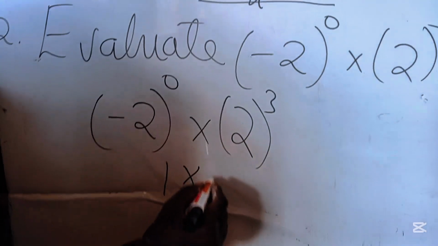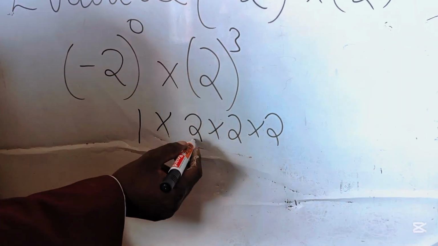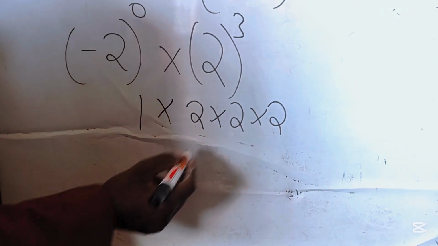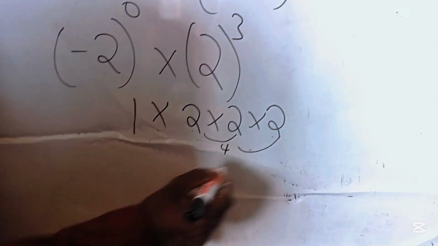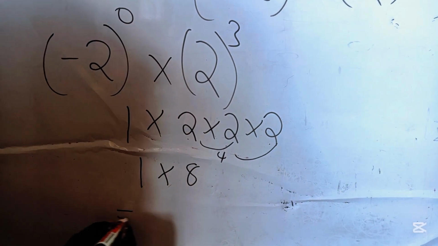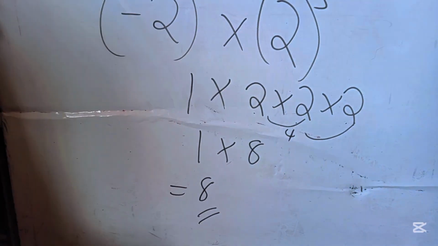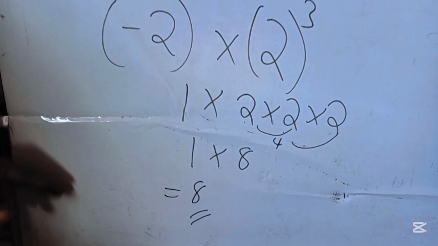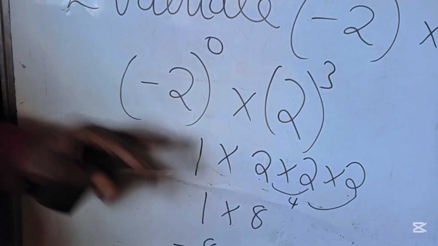This simply means 2 times 2 times 2. You agree with me that this is 4 times 2, this is 8. So 1 times 8, the answer will be 8. And that is what was expected of us to do. So this is how we were supposed to answer this question. Any number to the power 0 is 1.